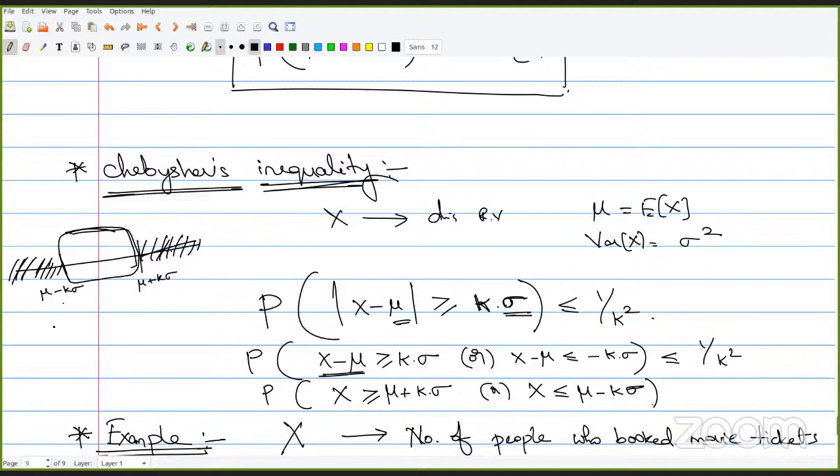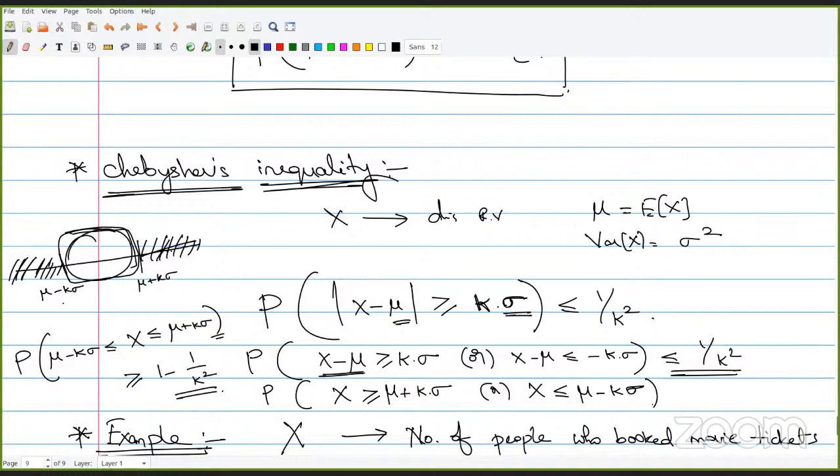1 minus 1 by k square. So the probability that mu minus k sigma is less than or equal to x, which is less than or equal to mu plus k sigma, will be greater than or equal to 1 minus 1 by k square. If the outside is less than or equal to 1 by k square, the inside should be greater than or equal to 1 minus 1 by k square. So this is one variation of it. This inside will be greater than or equal to 1 minus 1 by k square. So the sign is also changing.